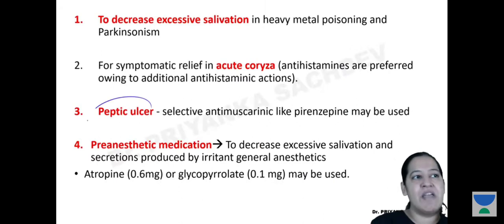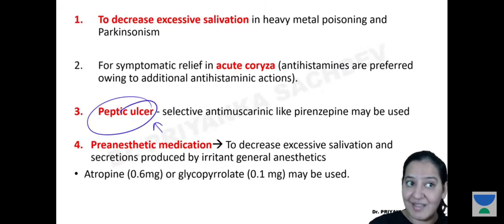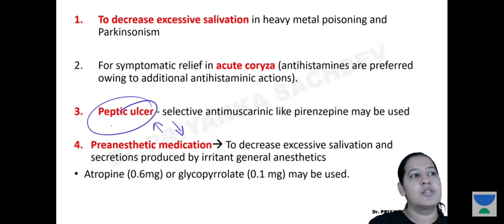Some person is having peptic ulcer. So he's having more acid in the stomach. Now we want to decrease the acid. So in peptic ulcer, we can give this drug. Some person is having coryza. You know what is coryza? Runny nose, a lot of cold, coryza. So in coryza the nasal secretions are more. Nasal glands are overactive. We want to decrease the secretion. Give these drugs.